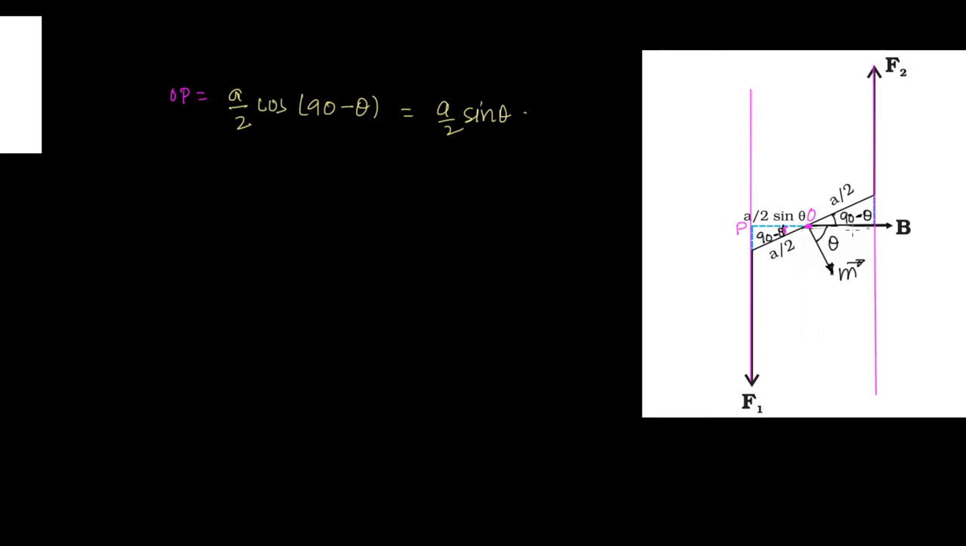This is also a by 2 sine theta. So one of the torques is R perpendicular, that is a by 2 sine theta, into the force F1, right? And the other torque is a by 2 sine theta, this distance, multiplied by F2.